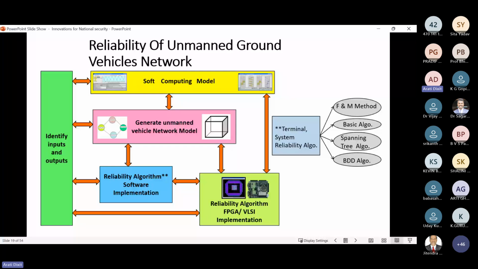And once that was verified, a VLSI chip was designed to implement that, so that this chip can be sitting on the network, on the vehicles that we have, the tanks that we have, so that these tanks can talk to each other even without human intervention. So this was the broad solution for that problem that we started with, right?